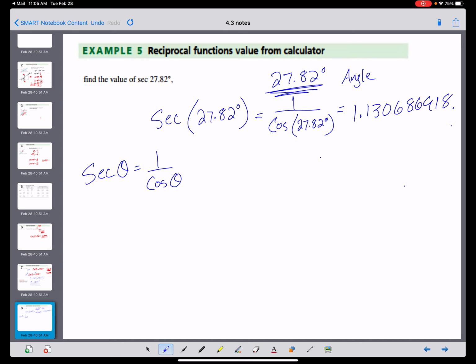I don't want to put the whole thing in here. I see it gave me 4 significant digits. I need to give it back the same. So the answer, the secant of 27.82 degrees is 1.131. All right, so you should have everything you need.